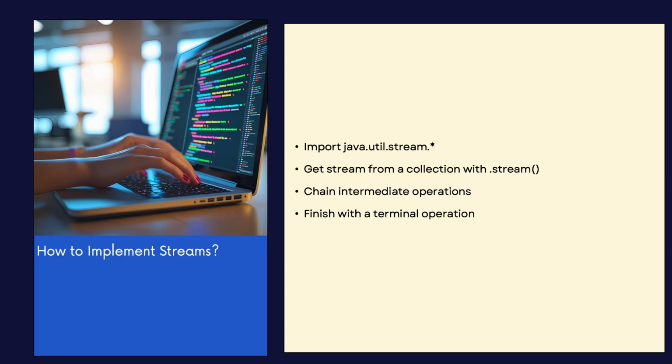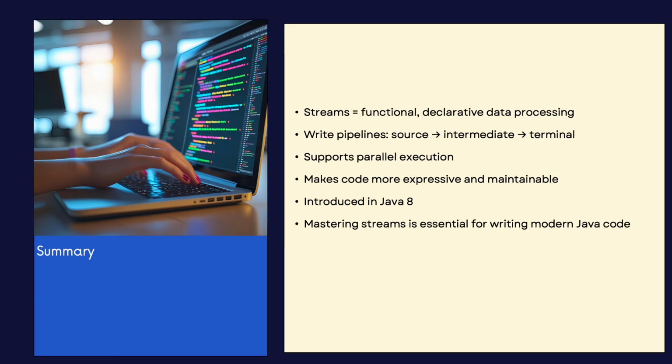Now we will know how to implement streams. For streams, you need to import java.util.stream, get a stream from a collection with .stream(), chain intermediate operations, and finish with a terminal operation. Now we will see the summary. Streams enable functional, declarative data processing: source, intermediate, terminal. They support parallel execution and make code more expressive. Mastering streams is essential for writing modern Java code.